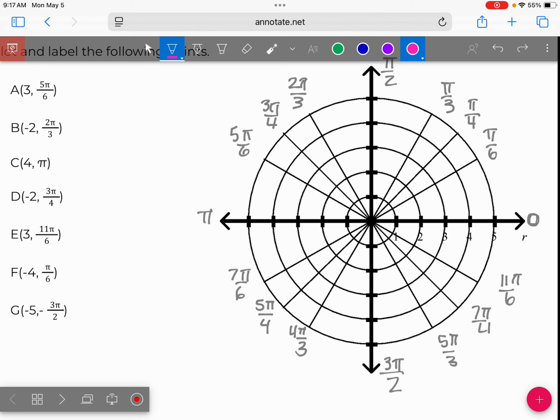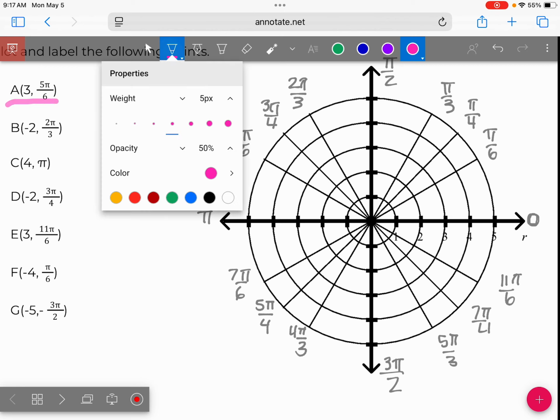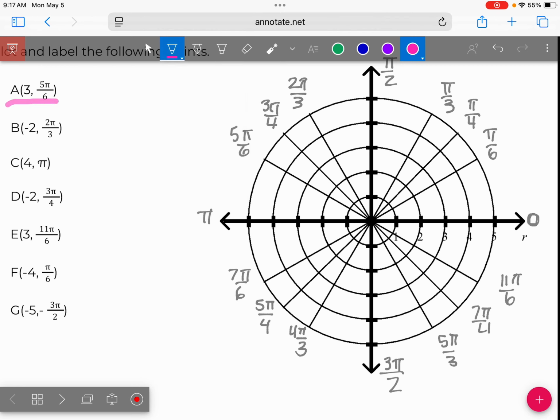So we've got our radius and our angle. So we know our angle is 5 pi over 6. So we're looking over here on this guy with a radius of 3. So 0 is at the center. Radius of 1, radius of 2, radius 3. So this, bless you, this is our point A, right there.